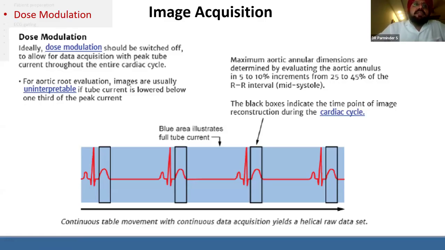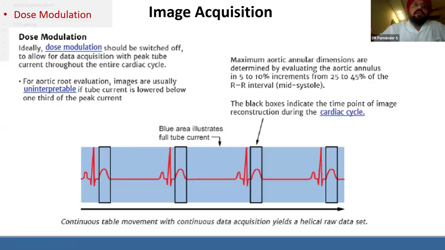But the problem with this dose is that the radiation dose goes quite high. So we have to think about the radiation dose to the patient also. For aortic root evaluation, images are not interpretable if the tube current is lowered below 1/3 of the peak current. This blue bar is the peak current. If we lower it to less than 1/3, the images become uninterpretable.